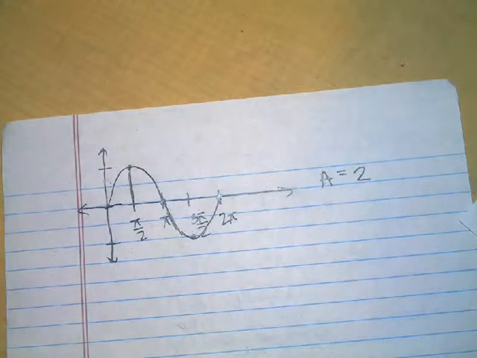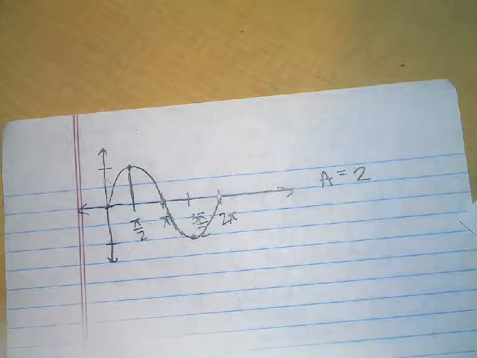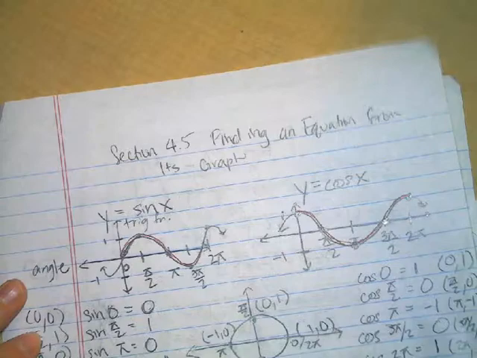Here's another graph. Okay, I'm only graphing one cycle. First of all, what is this, sine or cosine? Cosine. It's cosine, good, because it starts up at the top. So we're going to say y equals something cosine.